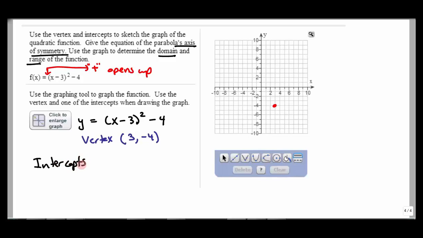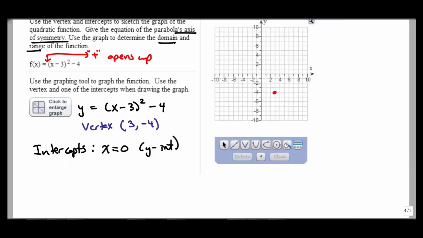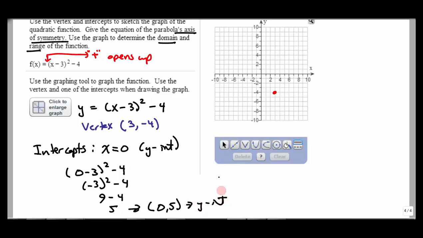Okay, so let's go ahead and talk about finding those intercepts. If we look at the intercepts, I think the easiest thing to do is to let x equal 0. So this is our y-intercept. For x equals 0, we put a 0 in for x and then solve. 0 minus 3 is a negative 3. Negative 3 times negative 3 is 9. 9 minus 4 is 5. So that tells me that I have an ordered pair of (0, 5) for my y-intercept. So here's 0 and then up 5. This is my y-intercept.